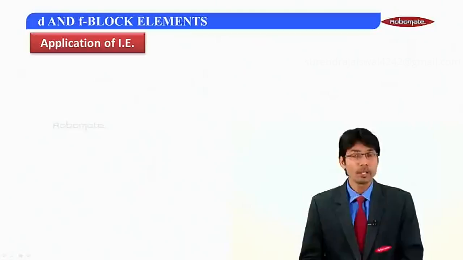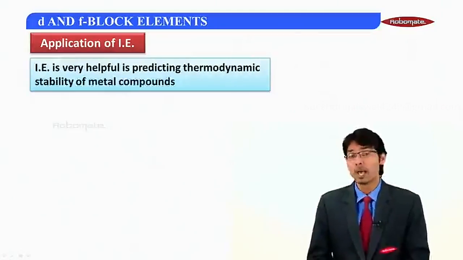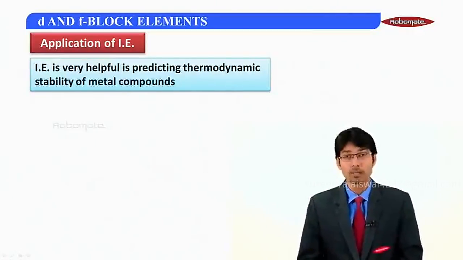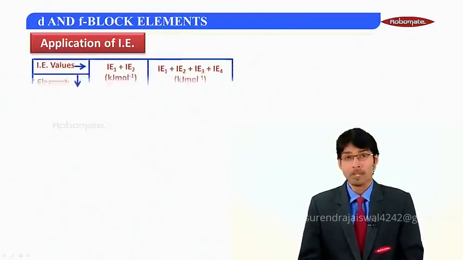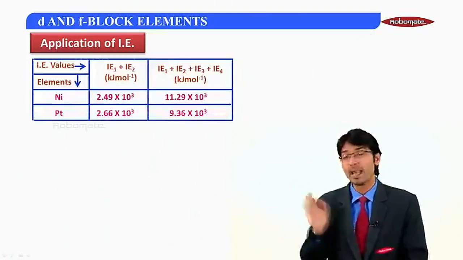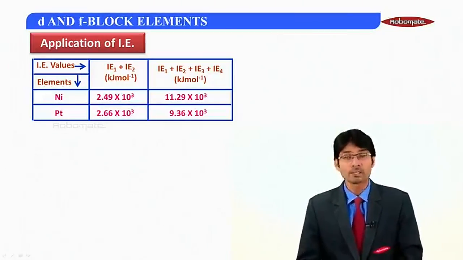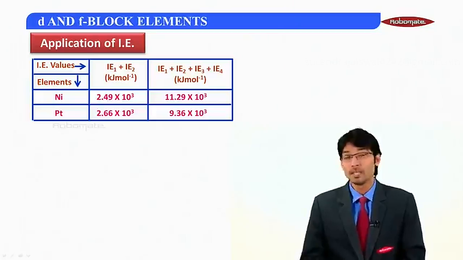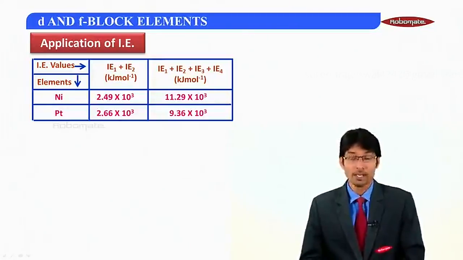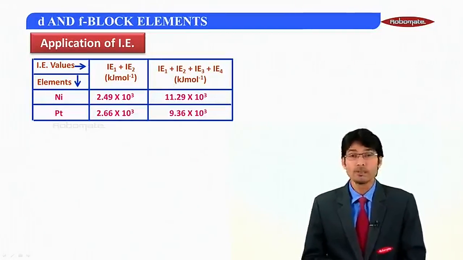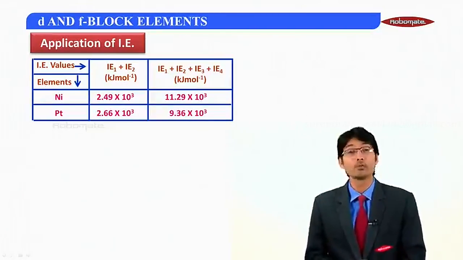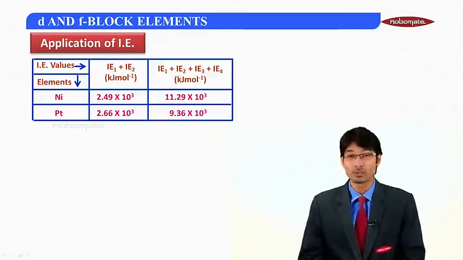Ionization enthalpy is also used in calculating the thermodynamic stability of some metal compounds and metal complexes. For example, when comparing nickel and platinum, remember, the lower the sum of ionization enthalpies, the higher will be the stability of that metal ion. I mean to say, the lower the value of ionization enthalpy, the greater will be the ease or tendency to form a complex compound by that transition element.